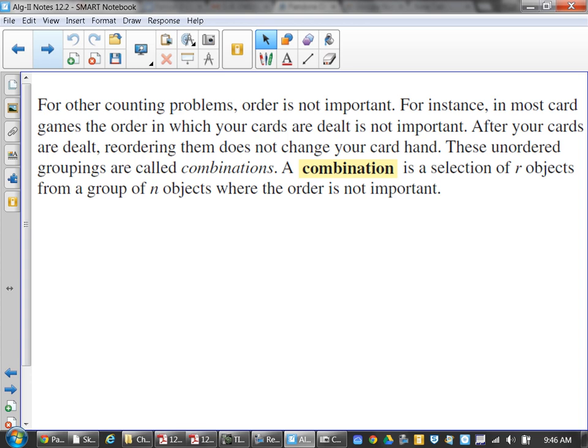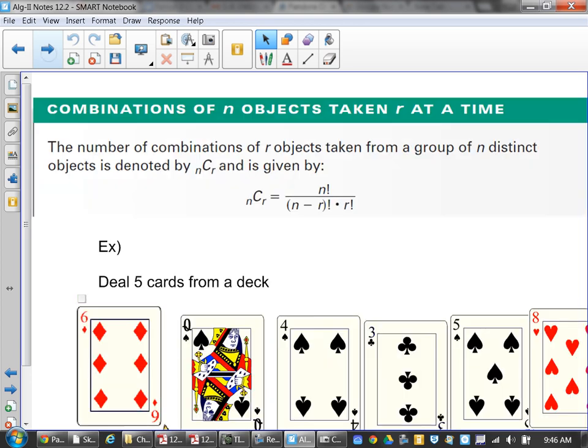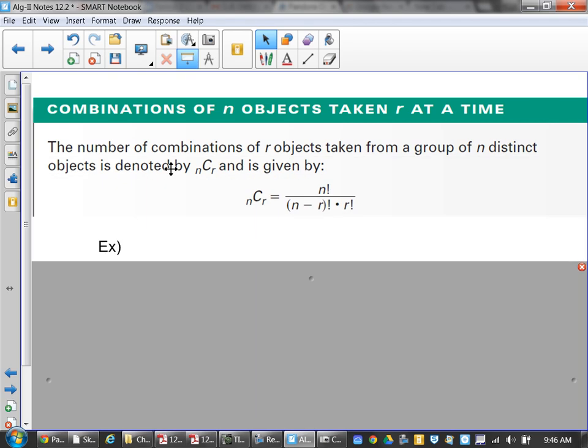This is 12-2, combinations, and we're combining the combination and binomial expansion there. So with combinations, order doesn't matter. And once again, there's going to be a wacky formula for how these look. It's n choose r instead of n permute r.